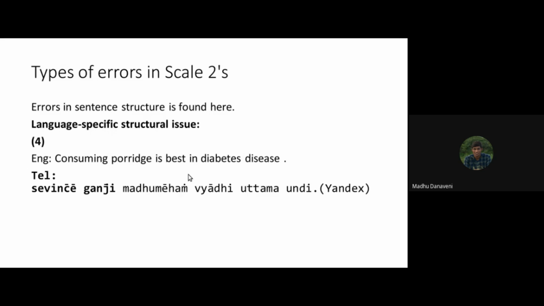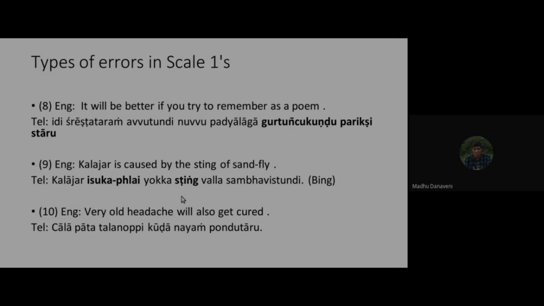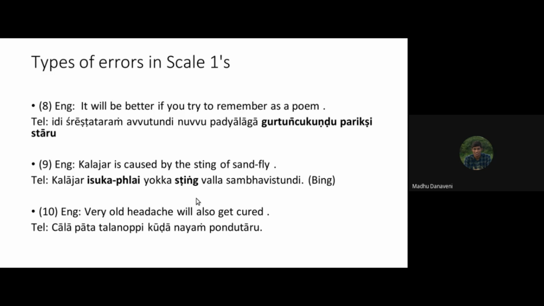Types of error in scale 2 are classified as language-specific structural issues. In English, consuming porridge is the best in diabetic disease, but here the translation says sevinche ganji. Instead of sevinche ganji, it should be either way. Ganji sevinche is the right one. Scale 1, types of error in scale 1.